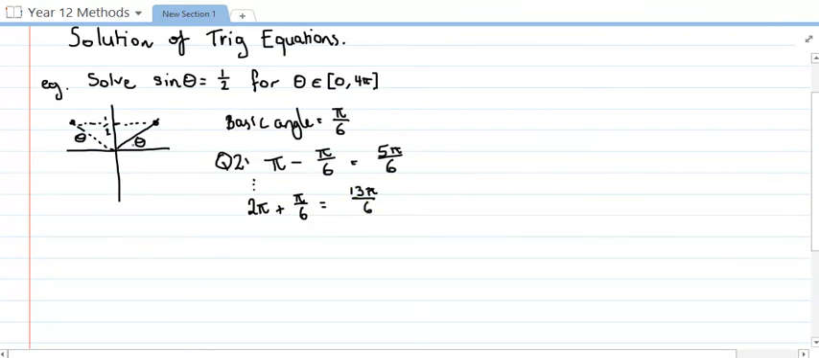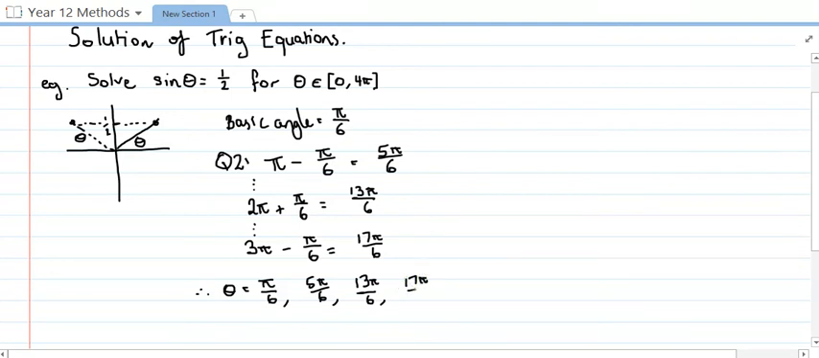And if we come around here, that's actually going to be 3 pi minus the angle. So continuing our work here, 3 pi minus the angle pi on 6 gives us 18 pi on 6 minus pi on 6, which is 17 pi on 6. So what I can say is that therefore theta in this case is equal to pi on 6, 5 pi on 6, 13 pi on 6, and 17 pi on 6.